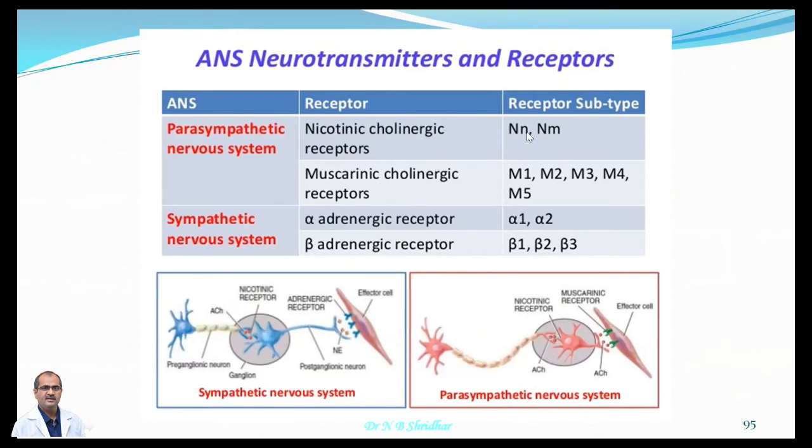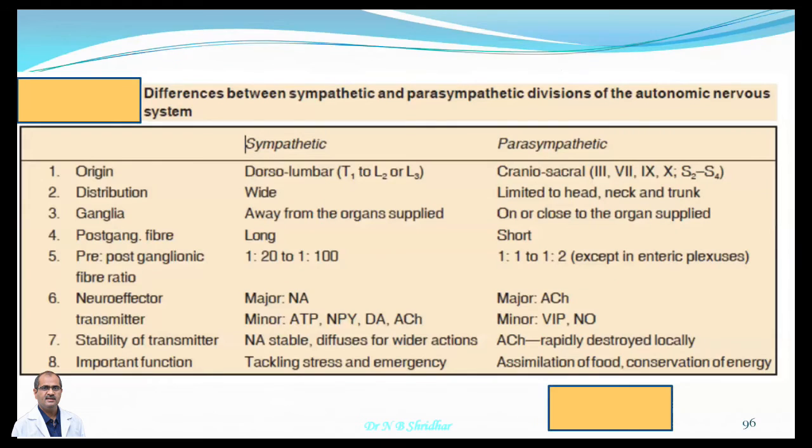In case of nicotinic NN and NM, the skeletal muscles do contain NM type of the receptors, whereas the smooth muscles do contain M1 to M5 type of the receptors. We will see where the different types of the receptors are distributed in future.